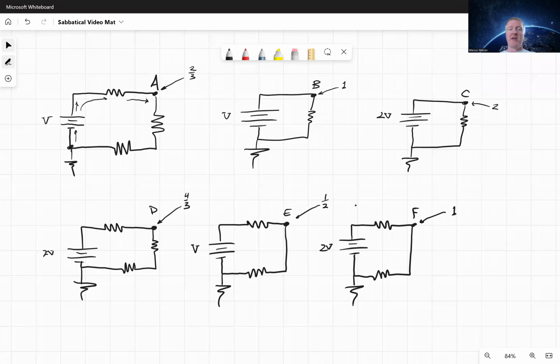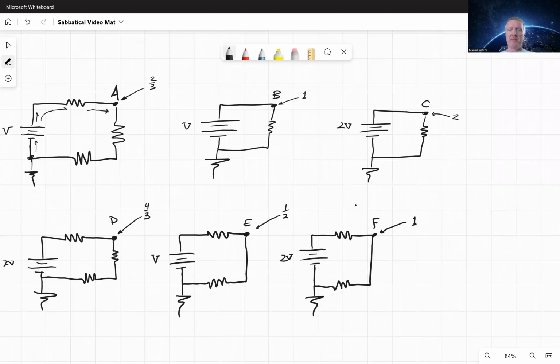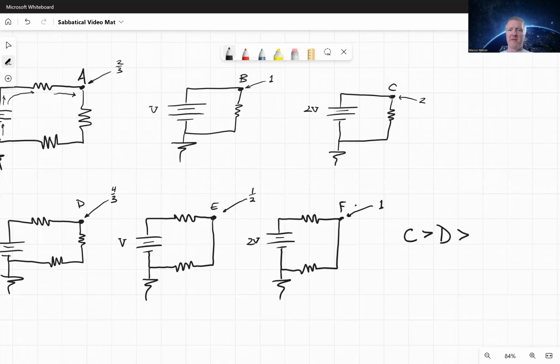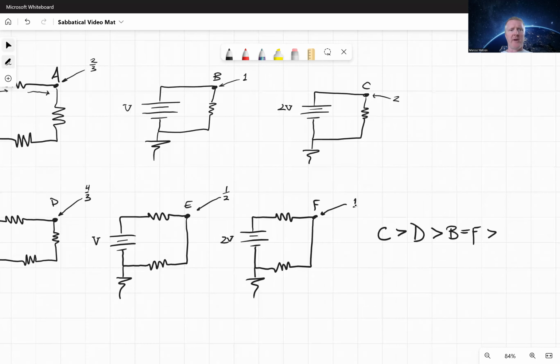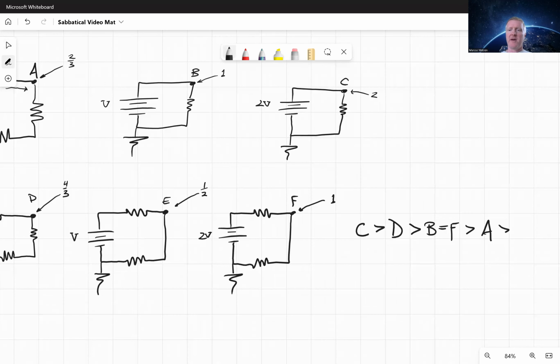Right? So in this case, our total ranking should end up being something like, well, I'm looking at C as being the leader here. So it should be C greater than D, which is 1 1/3, which will be greater than B and F, which are tied. And that's going to be greater than, we got 2/3 and we've got 1/2 left. So we've got A and we've got E. Okay, there we go. So that should be what we're looking at for a ranking.